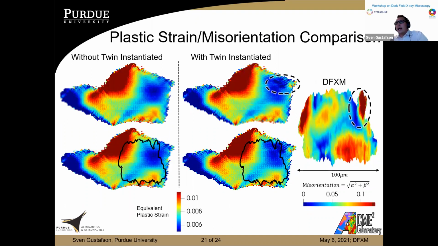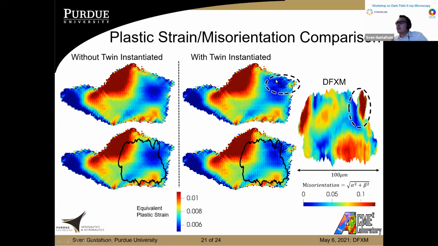So now we want to look at the plastic strain and misorientation. We're comparing here equivalent plastic strain to the misorientation found with dark field. Here we're looking for just a qualitative investigation. And so what do we see when we instantiate the twin in our crystal plasticity model?